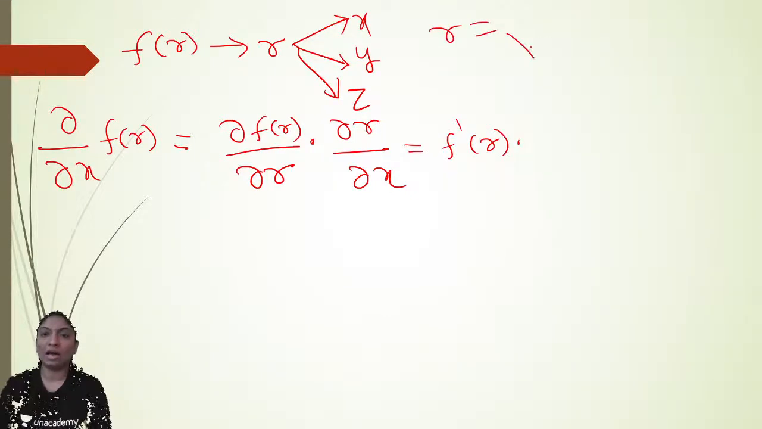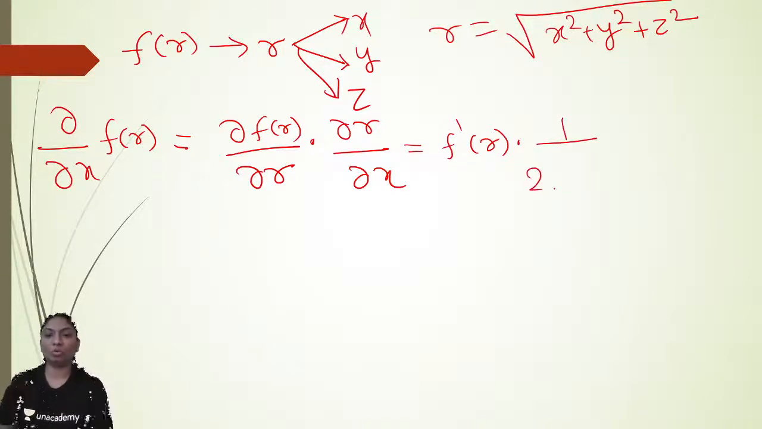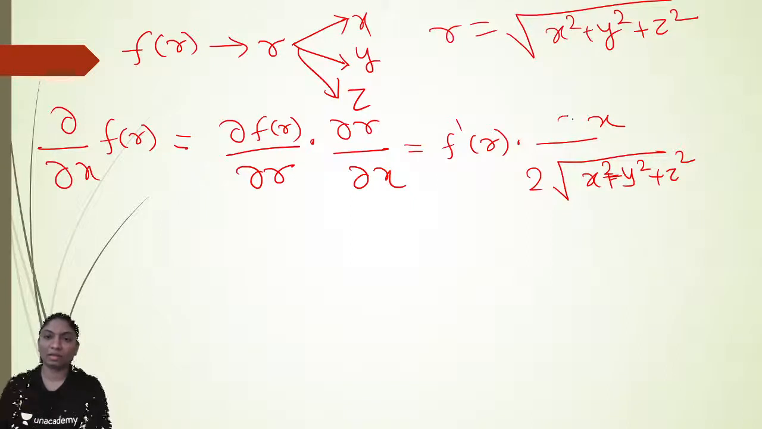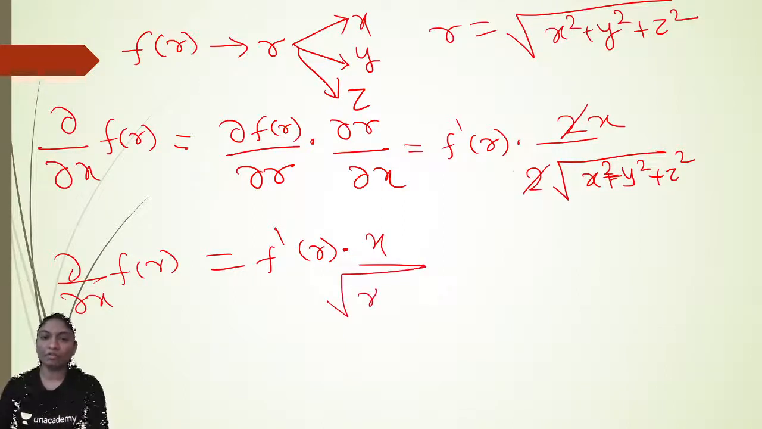So what is our r? r is the square root of x square plus y square plus z square. So differentiating this r with respect to x, use this as root u. So this becomes 1 upon 2 root u into derivative of u, and derivative of u with respect to x becomes 2x. So ∂/∂x of f of r is equal to f dash of r into, the 2 cancels out, so x upon square root of x square plus y square plus z square, right?